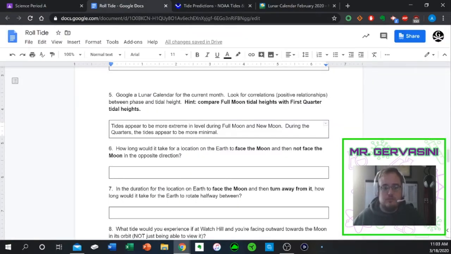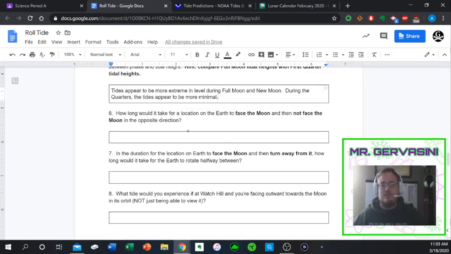All right. How long would it take for a location on the Earth to face the moon and then not face the moon in the opposite direction? So I diagrammed this on the board to help you before we left for break. And thinking about this, if the moon's directly overhead you at night, it's the full moon, it's midnight, it's directly above you, it's like noon for the moon, then how long would it take to not face the moon? So you would have to rotate halfway around the Earth. So the Earth would have to rotate halfway.